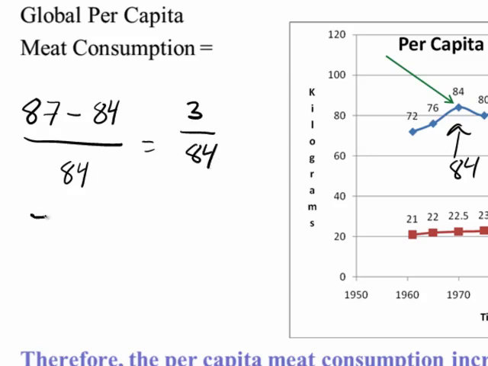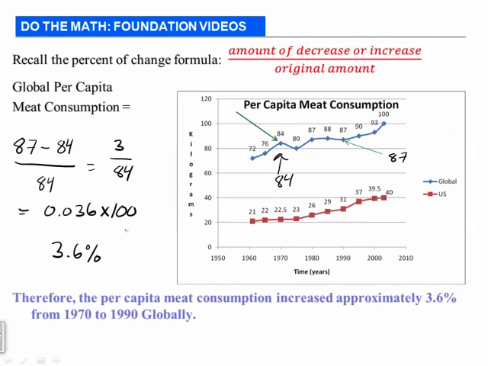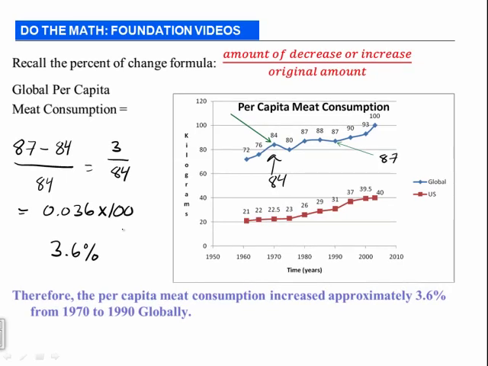Now, when you take 3 and you divide by 84, you get the value of 0.036. Now, that's not a number that's a percentage. If you recall, to convert to percentages, you will times that number by 100, and that becomes 3.6%. Not terribly difficult. So that's the global consumption.